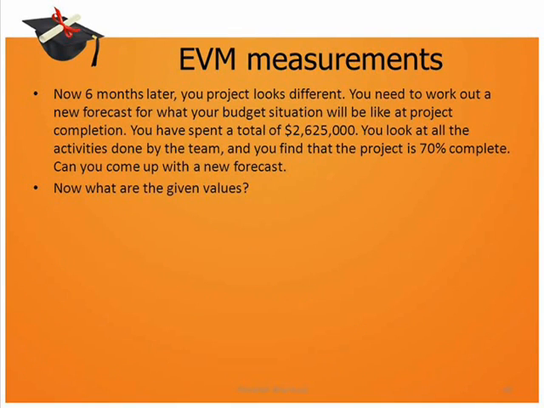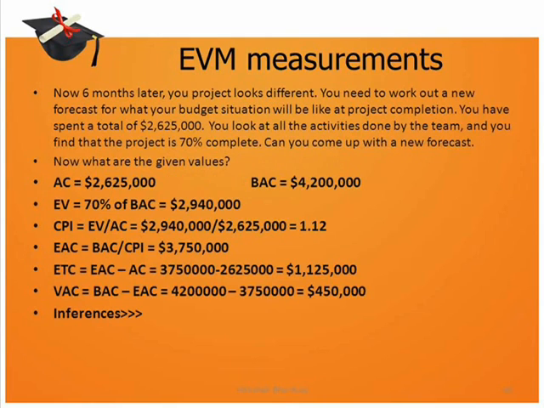Now suppose you do the same analysis 6 months later, which is overall 15 months later. Now the actual cost stands at $2,625,000. You find that the project is 70% complete, which is your actual percentage complete. And now you have to again modify your forecast based on this latest situation when you are analyzing after 15 months. The previous one you had analyzed after 9 months. So let us see what the values are now.